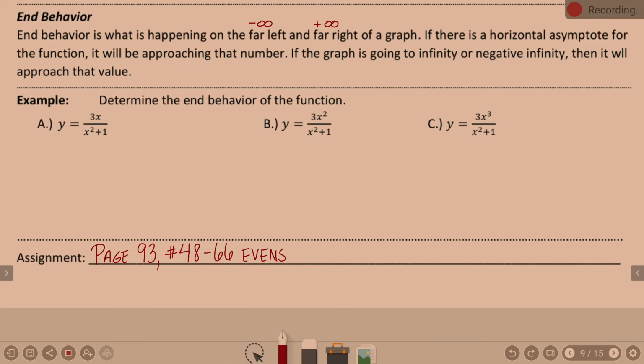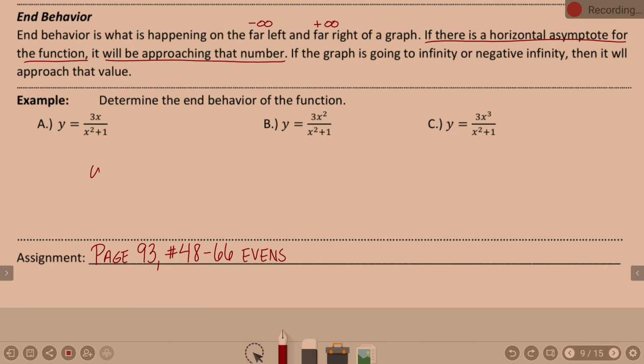Now, the direction says determine the end behavior of the function. Notice what it said. If there is a horizontal asymptote for the function, it will be approaching that number. So when you're asked about end behavior, think about horizontal asymptote here. So what are your thoughts about y equals 3x over x squared plus 1? Y equals 0. Yes? No? Yeah. Y equals 0 because?